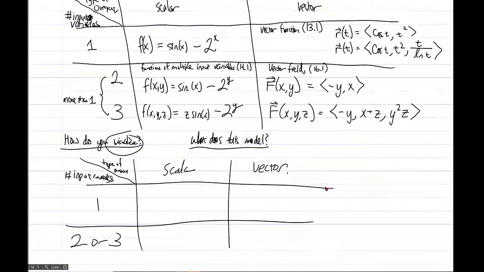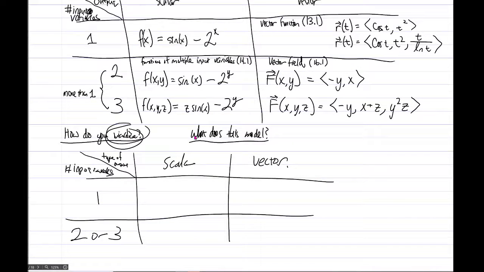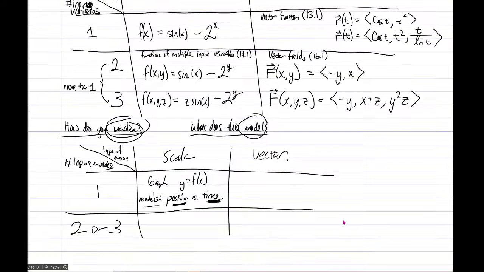So, how have we visualized? Back here, this is the easiest one. You graph y equals f of x. So, what could this model, for instance? I guess we're going to answer this question along the way. It could be a picture of position versus time. Of course, there's lots of other options, time doesn't have to be your x-axis, position doesn't have to be your y-axis, but it's just a possibility.